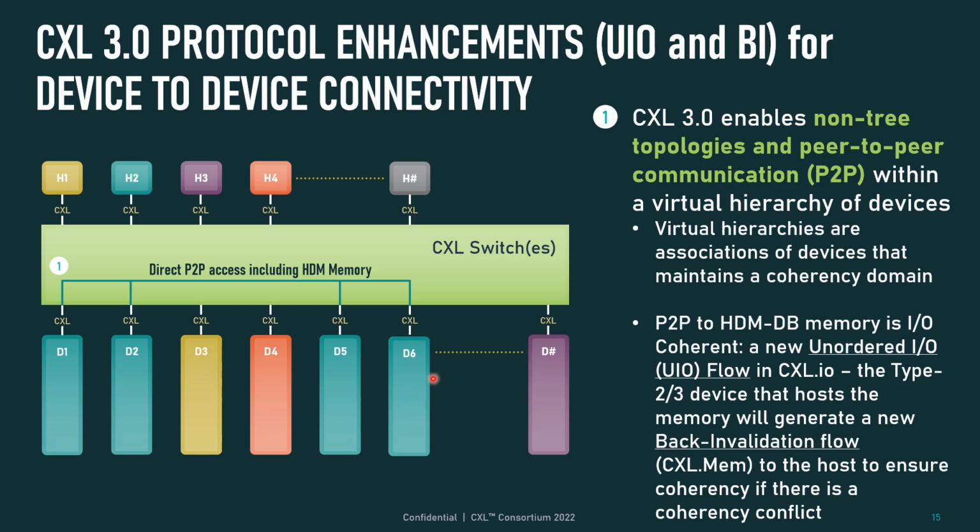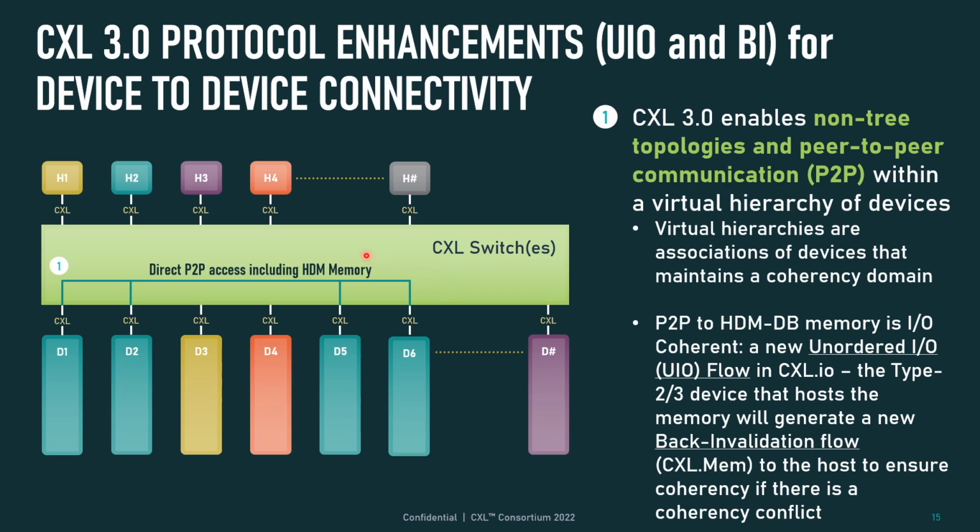Now, what CXL 3.0 allows us to do is have these devices talk directly to each other using peer-to-peer mechanisms, and you can have direct peer-to-peer access to coherent memory located behind any of these devices without having that request bounce off the host. That means the devices can directly talk to each other.